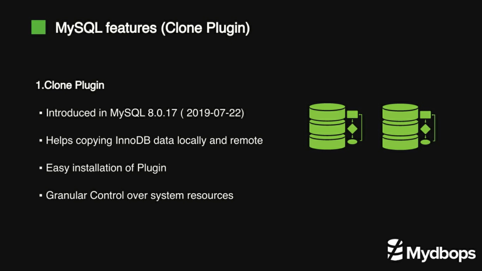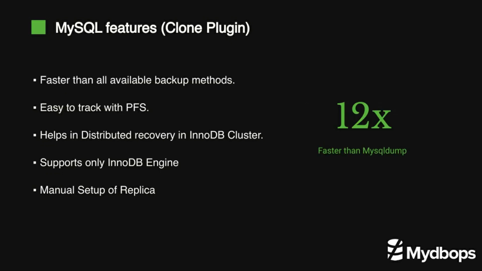We can define how much CPU it has to use, how many cores it has to use, how much disk throughput it has to use. All those can be configured. It is faster than all the available backup methods, and the progress can be tracked better with performance schema. The only caveat for using this is that only the InnoDB engine is supported. And once you clone the instance, the replication setup has to be manually configured.